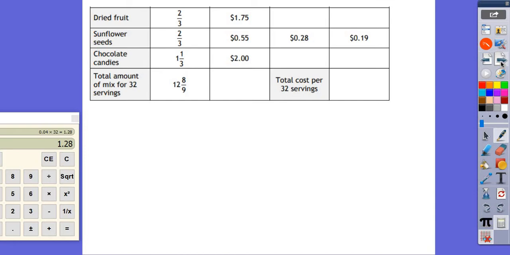look at dried fruit. We need 2/3 cup of dried fruit. 2 cups cost $1.75, so it'd be beneficial for me to know what 1 cup is. How much is 1 cup then? 88 cents. Very good.